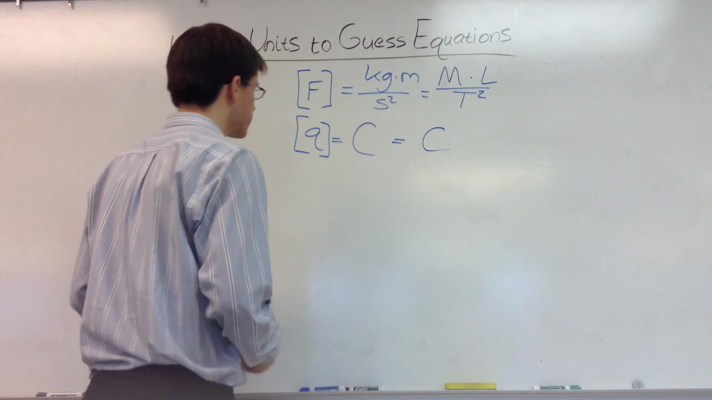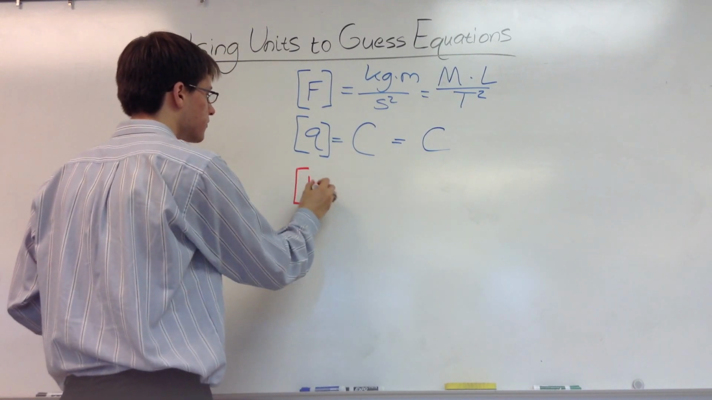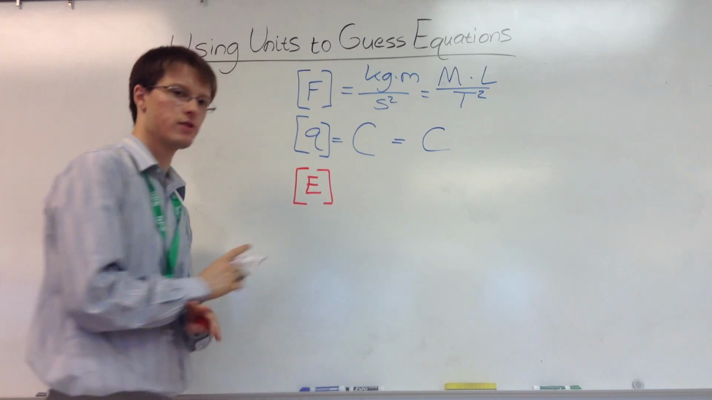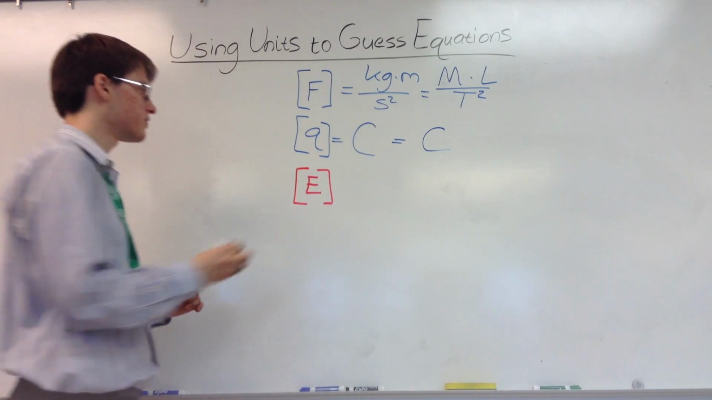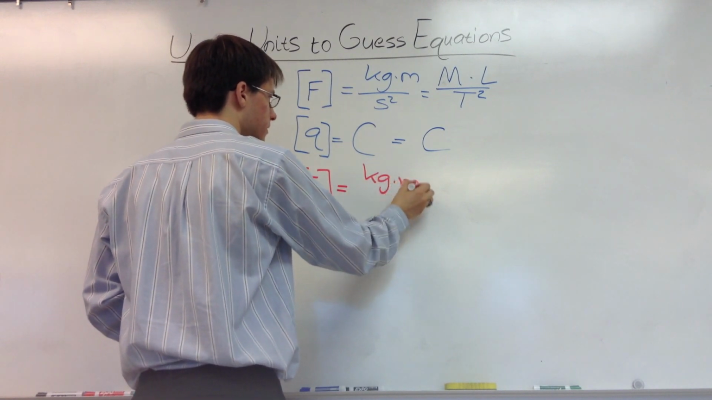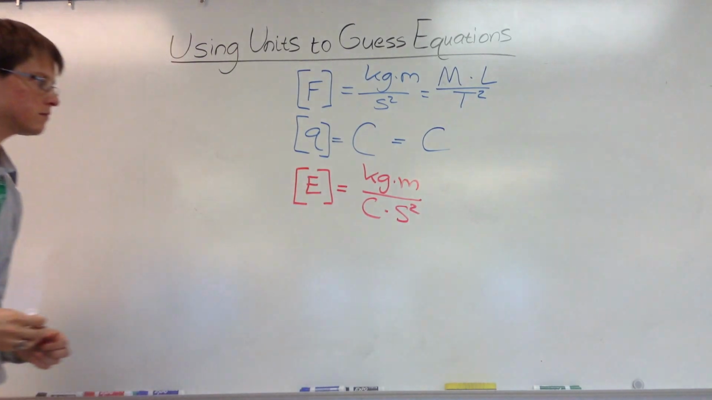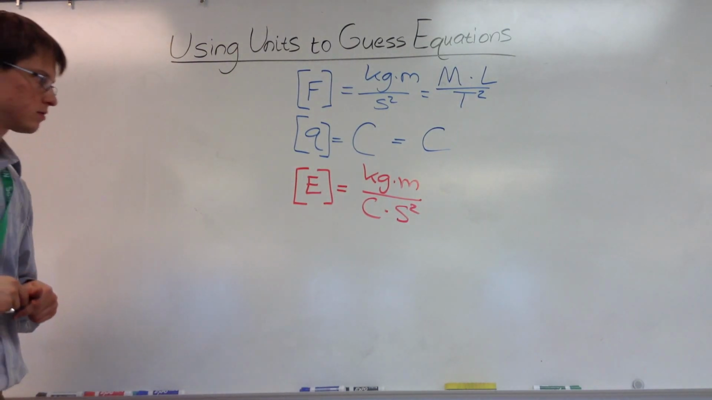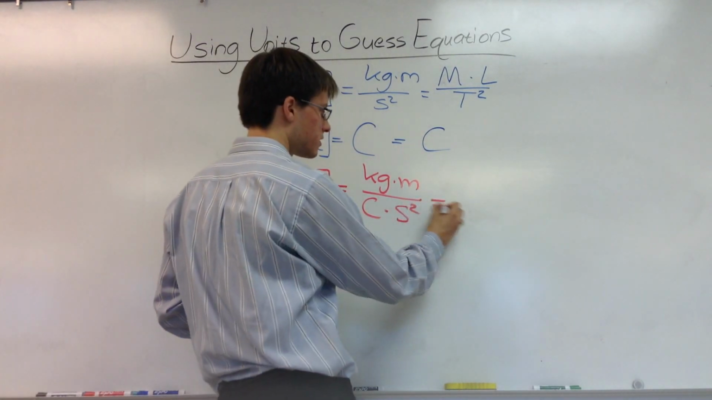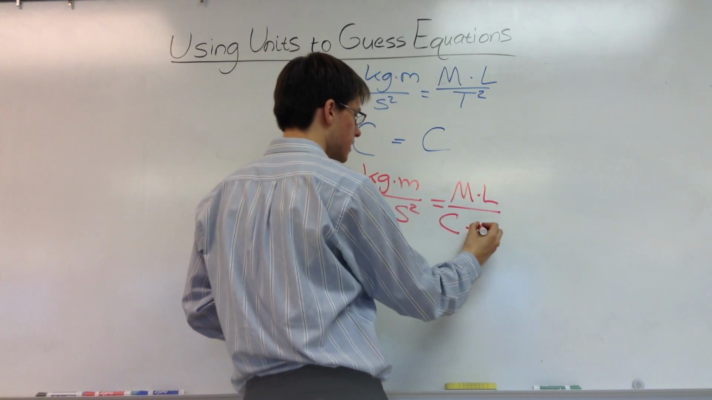And what I want you to do is combine them in order to get units of the electric field strength. So this E does not equal energy. This E is for electric field strength, and it has units of kilograms times meters divided by coulombs times seconds squared. So we'll translate this into the general units. Mass times length over charge times time squared.